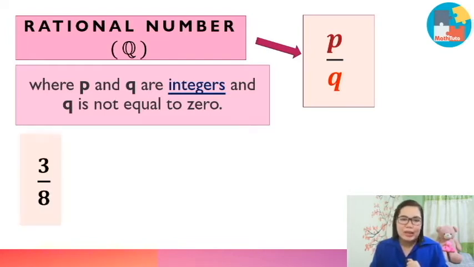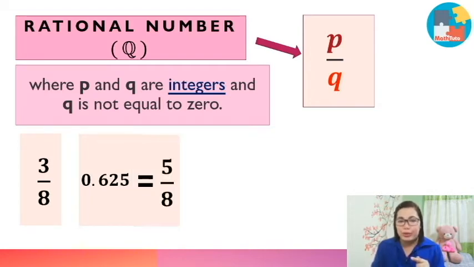Okay? So, let us have example, 3/8. 3 is an integer, 8 is an integer. So, 3/8 is a rational number. How about 0.625? Now, as you can see, wala kay denominator. Mabuang mo nga, oy, nabuang naman na, ma'am. Ngano naa man ay decimal point diha. But take note, 0.625 is just equal to 5/8.